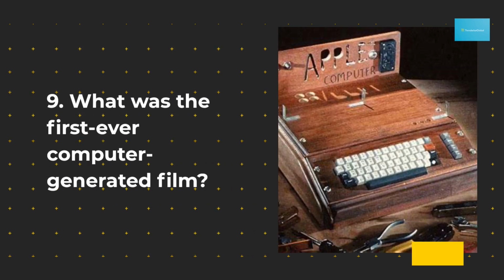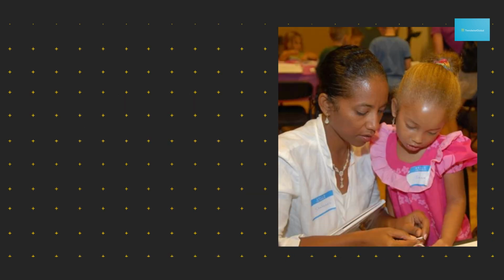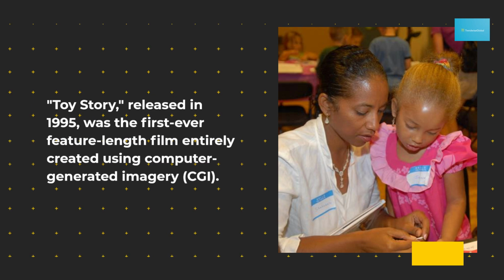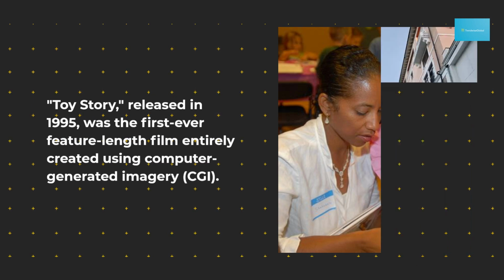9. What was the first ever computer-generated film? Toy Story, released in 1995, was the first ever feature-length film entirely created using computer-generated imagery, CGI.